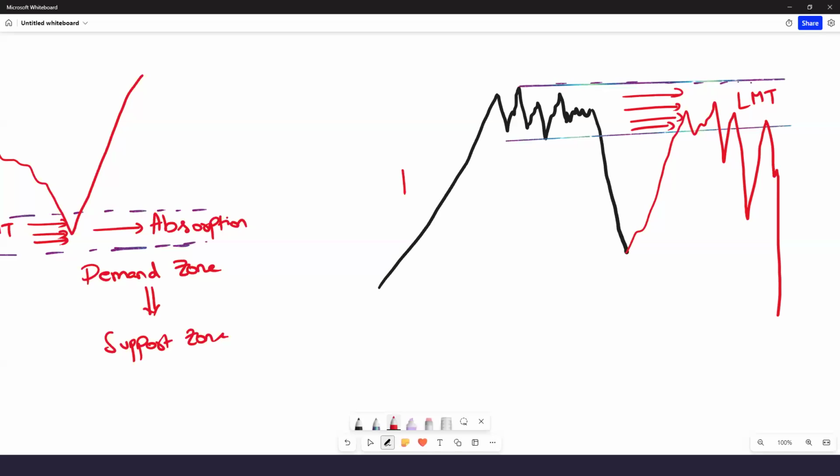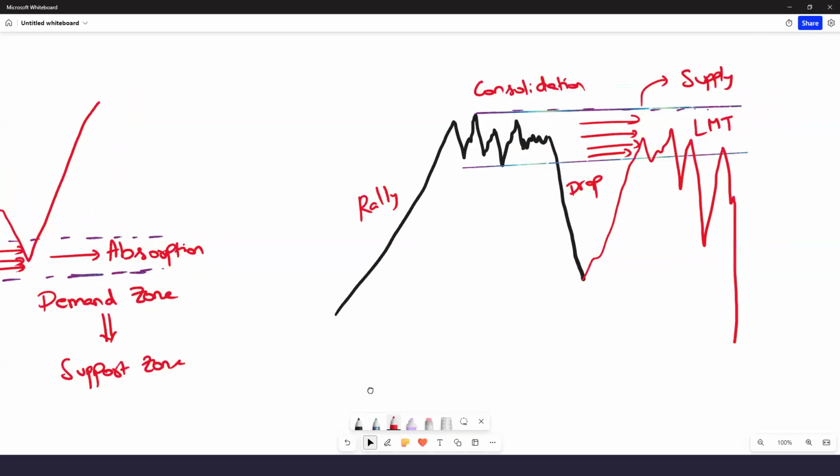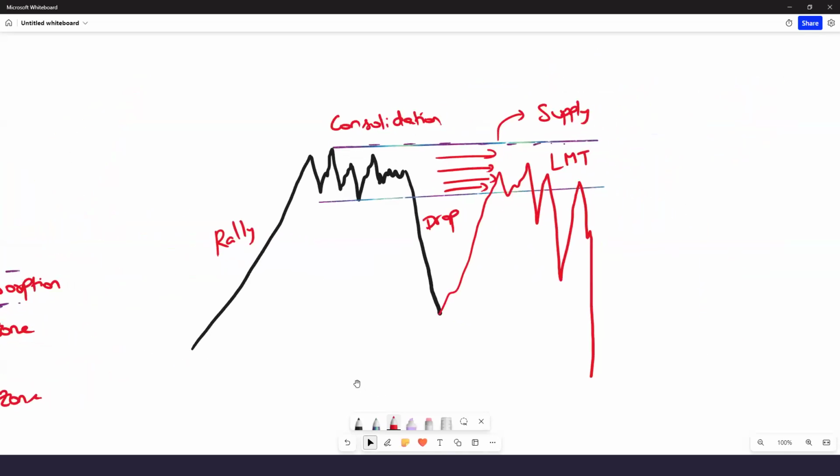So we are having a rally and a consolidation. Rally, a consolidation, and then a drop. Right now, this zone is what we call a supply zone. A supply zone is usually nothing but a simple resistance zone.